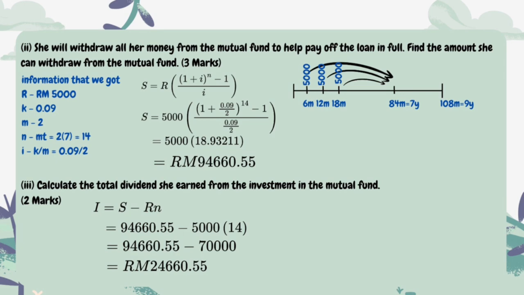Lastly, calculate the total dividend she earned from the investment in the mutual fund. The total dividend is equal to interest, so we will use the formula of interest earned, I equals S minus R times small letter n. Put all the values in the formula based on the answer of the previous question. The final answer will be 24,660 ringgit and 55 cents.